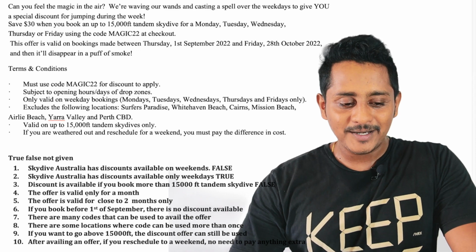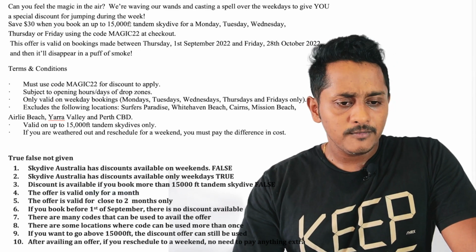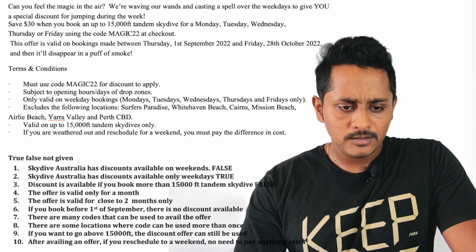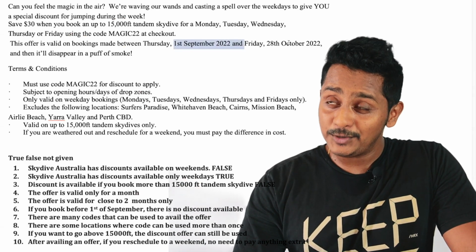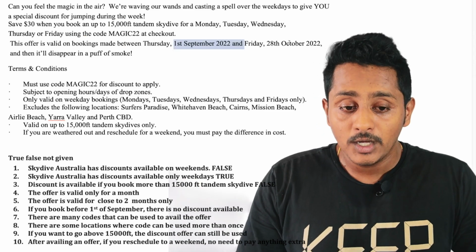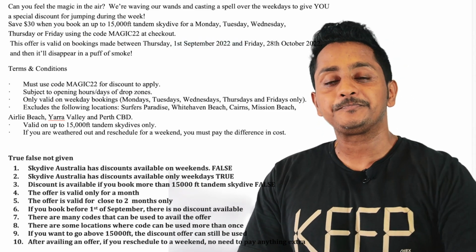The next one, the offer is valid only for a month. Now if you see here, month, 1st September 2022. If it is for a month, it would be 1st October 2022, but it says 28th October.